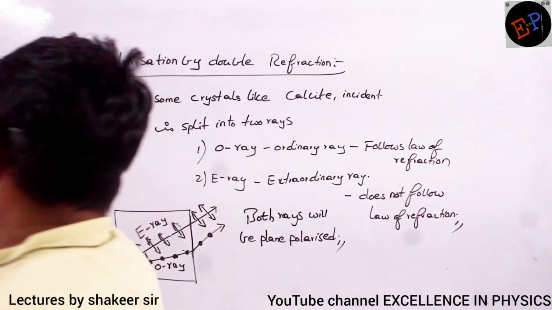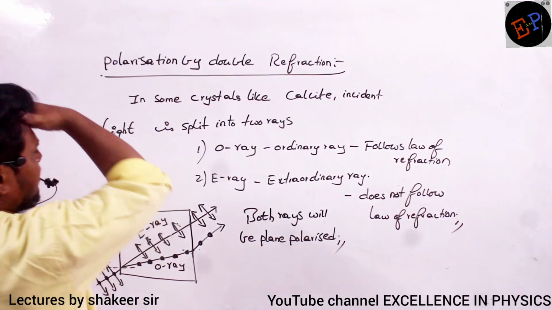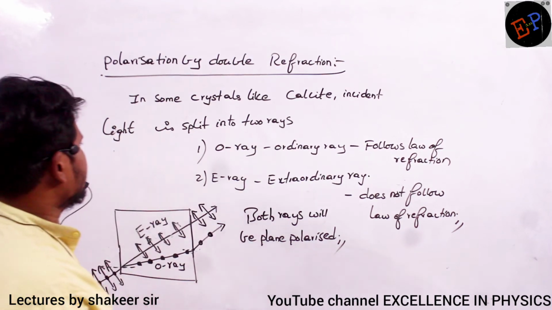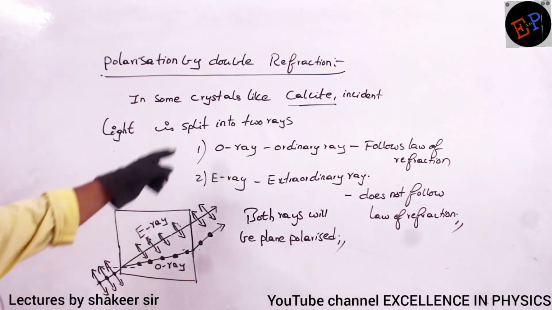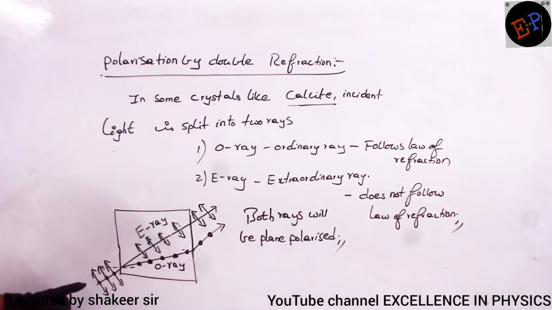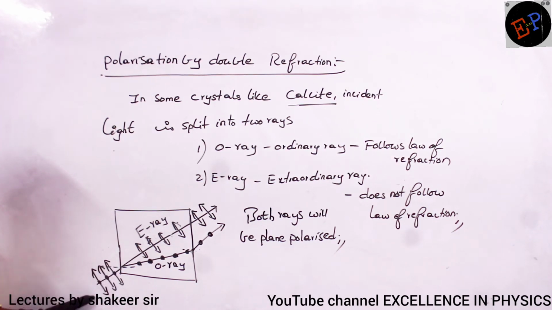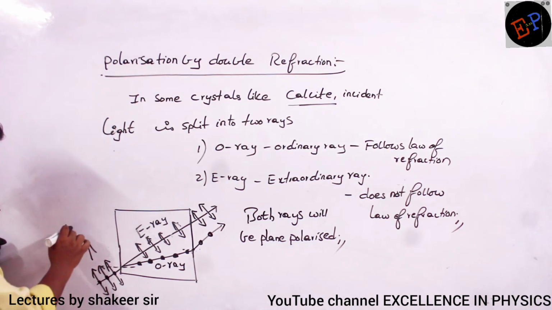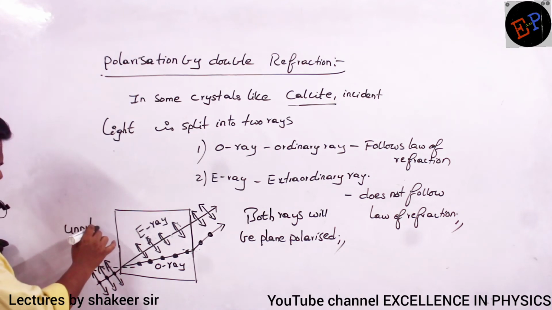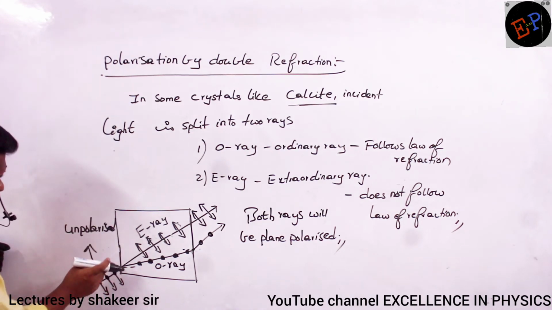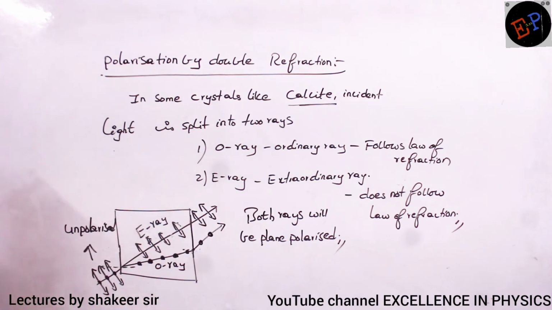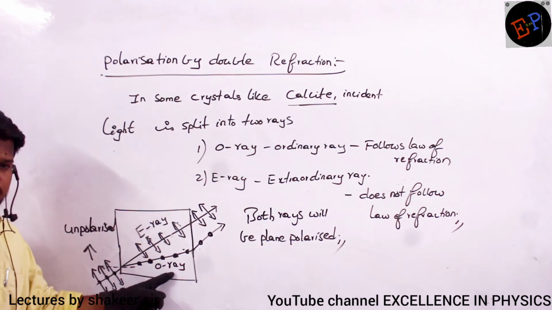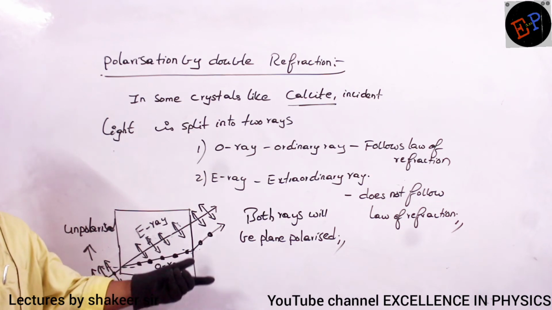So polarization by double refraction. There are some crystals like calcite. On this calcite crystal, if you incident a ray of light, now what is this ray of light? Polarized or unpolarized? This is unpolarized. Then this light will split into two light rays. One is ordinary ray, second one is extraordinary ray. Ordinary ray, why it is called ordinary ray? Because it follows all the laws of refraction.